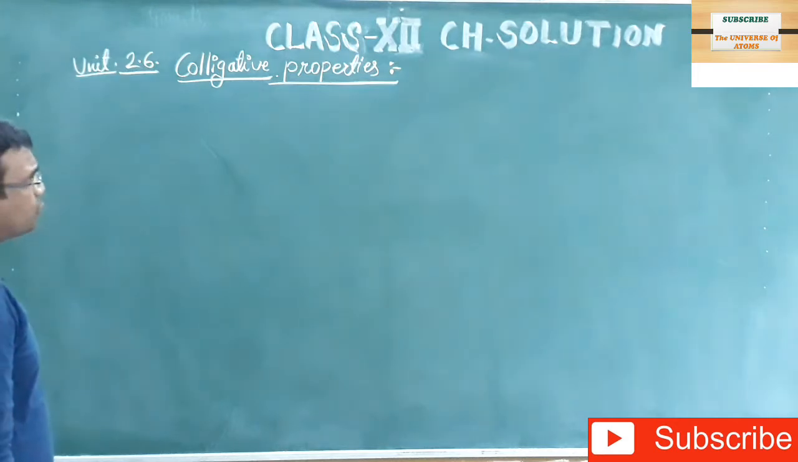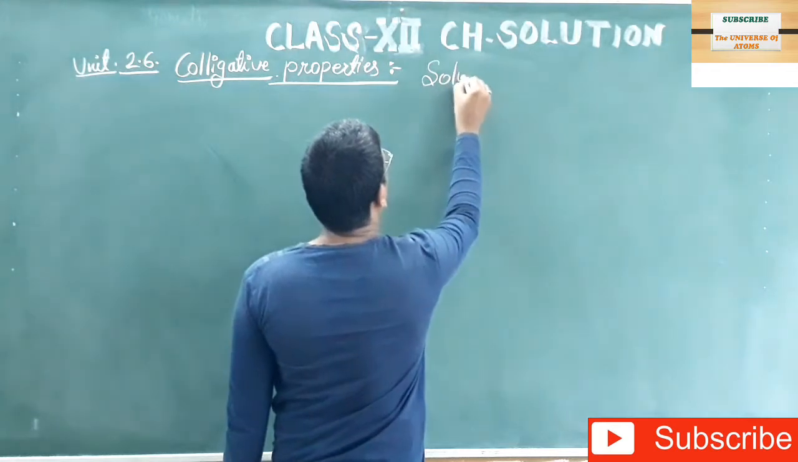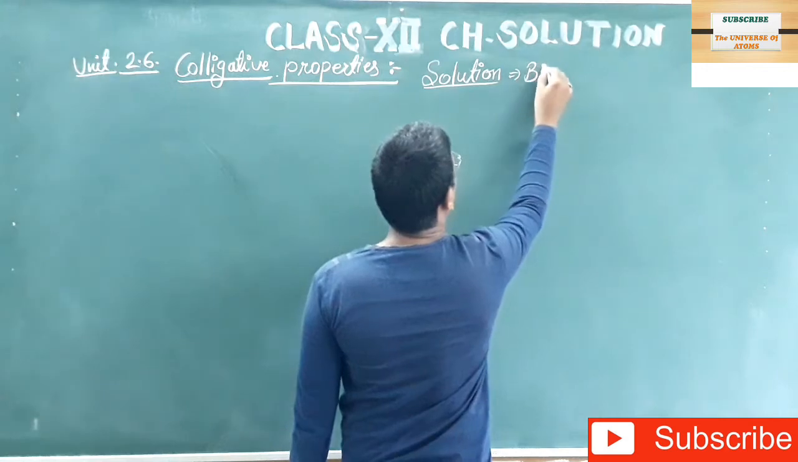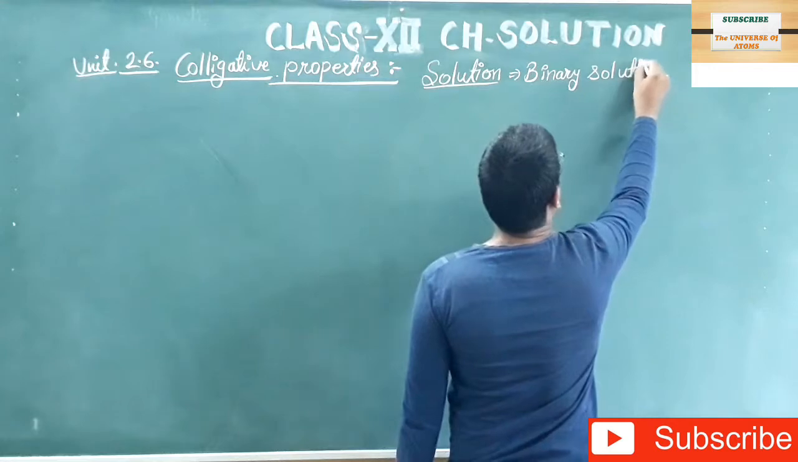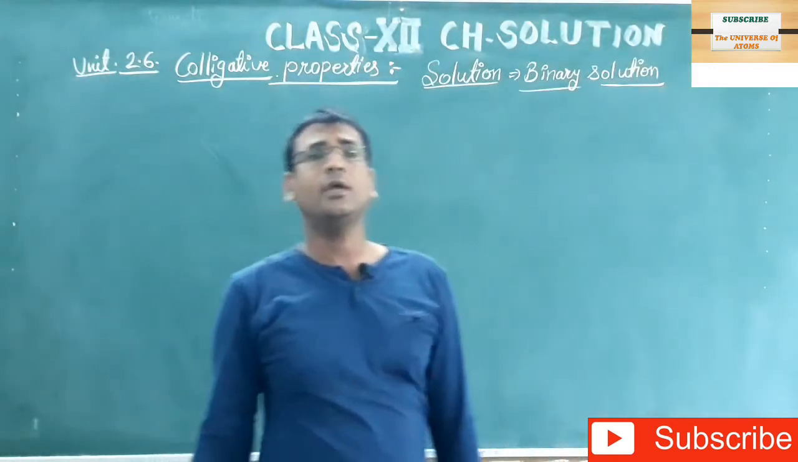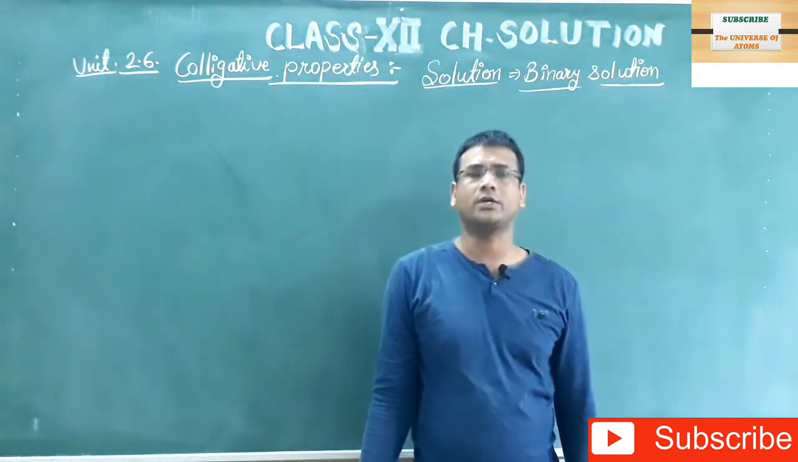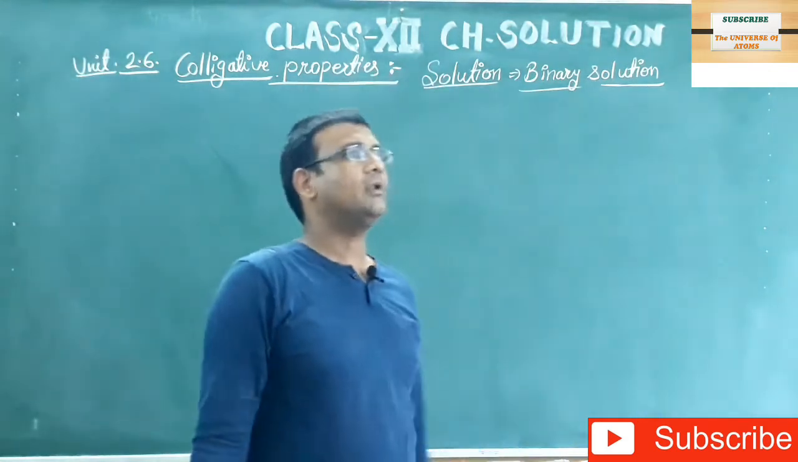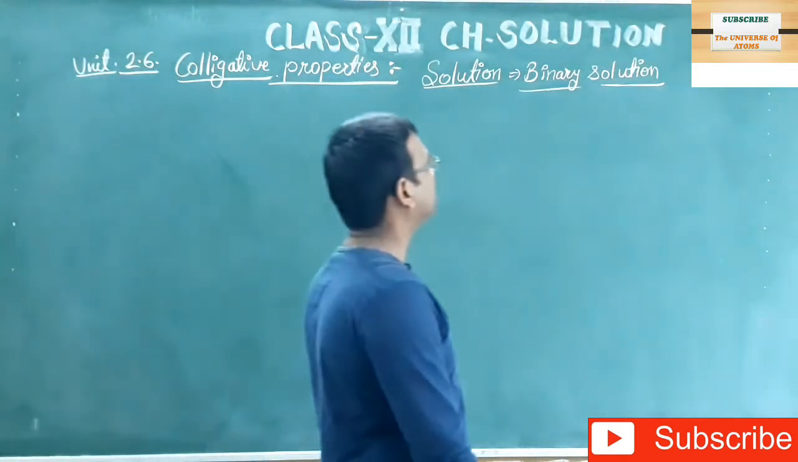Next, colligative properties. First of all, this property is of solutions, and which type of solutions? Binary solutions, because in our syllabus we have only binary solutions. So this property is shown by binary solutions. Now what is the meaning of colligative? Colligative is a Latin word where co means together and ligare means to bind. But that is not important for us.